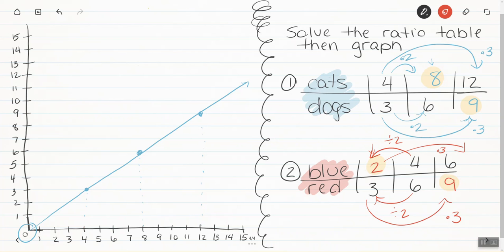And then I can come over to my graph and I'll plot it. So I have walk 2, fly 3. Walk 4, fly 6. Walk 6, fly 9. And you can see they're kind of already in a line, and I'm going to anchor to my origin and draw a nice, pretty straight line through them.